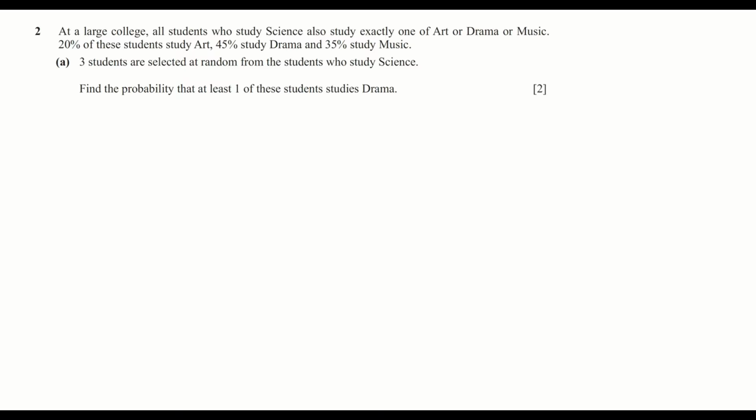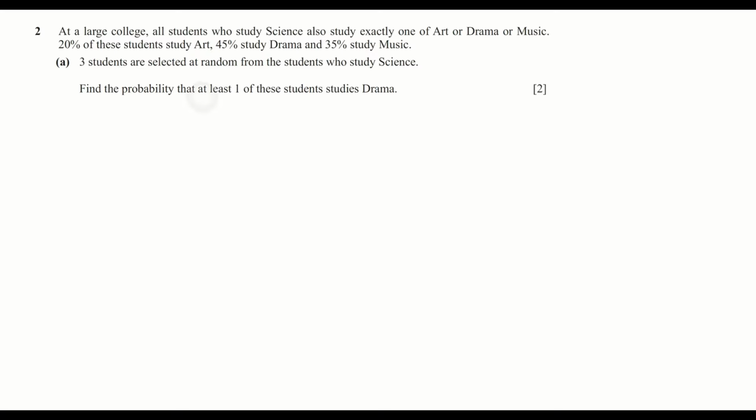Question 2 says, at a large college, all students who study science also study exactly one of art or drama or music. 20% of these students study art, 45% study drama, and 35% study music. 3 students are selected at random from the students who study science. Find the probability that at least one of these students studies drama.